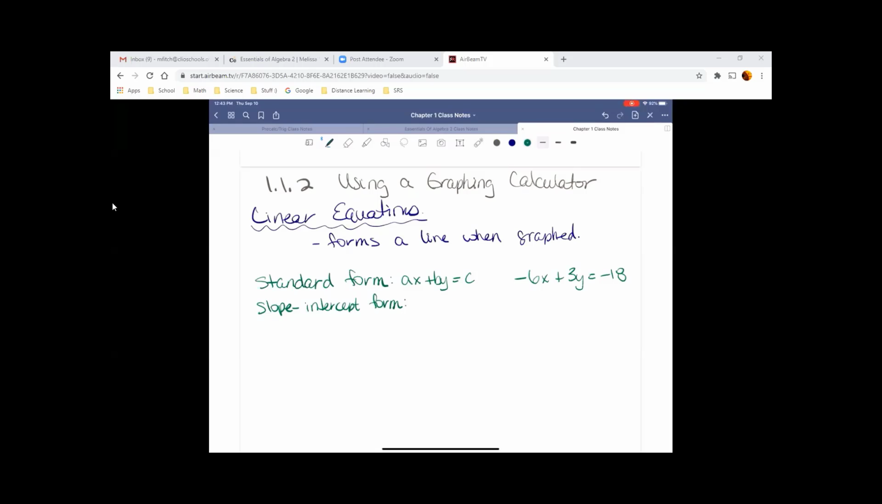Do you guys remember slope-intercept form? y equals mx plus b, right? And on this one, m is the slope, b is the y-intercept. So an example of this one would be like y equals 2x minus 6. So let's look at graphing these guys.